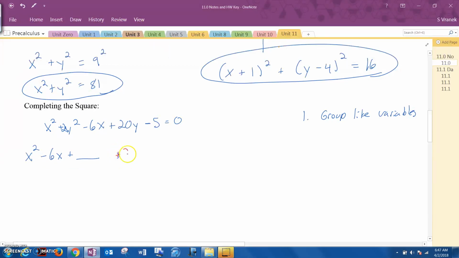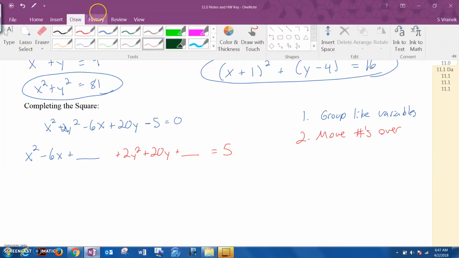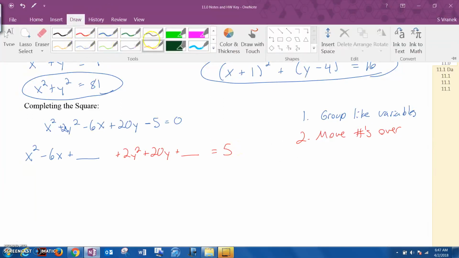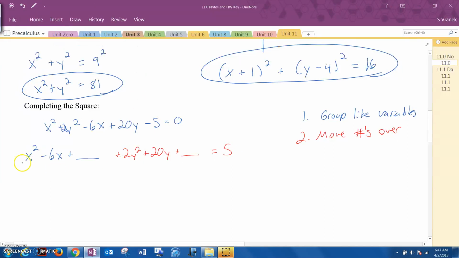And then I have plus 2y squared plus 20y, and then leave a blank. I'm going to also move numbers over that don't have variables, so that's going to be equal to 5. Okay, so here's the thing. You can only complete this square if the coefficient in front of the x squared is 1. So this one's good to go.